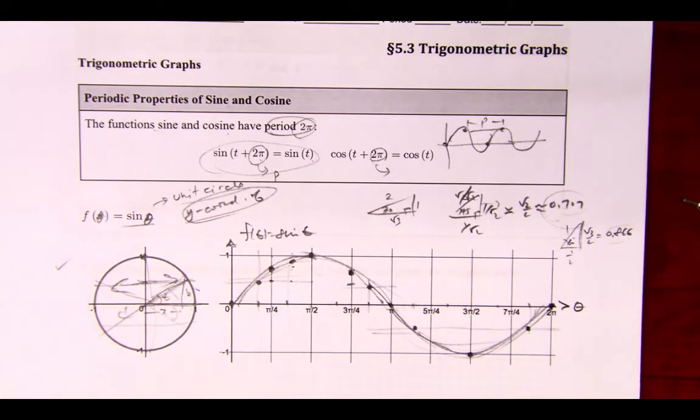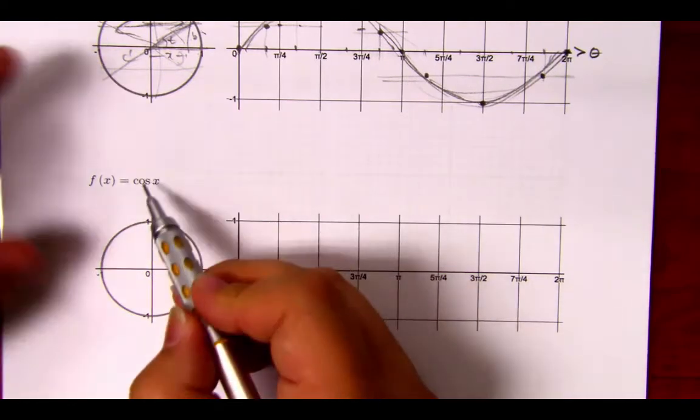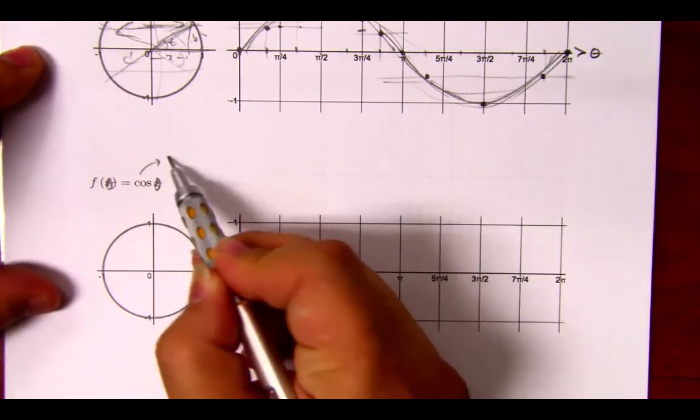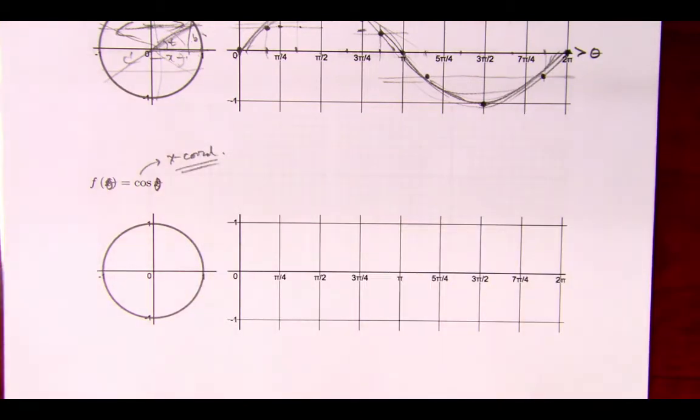So that's how you draw y equals sine of x, the sine of theta, and you could do the same thing with cosine of theta, where this is the x coordinate, and I'll leave that as an exercise for you guys.